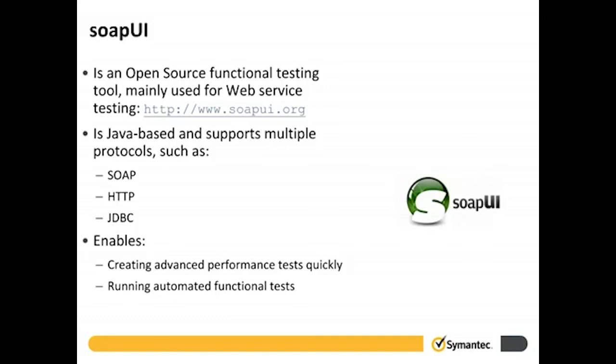SoapUI is an open-source functional testing tool, mainly used for web service testing. SoapUI is Java-based and supports multiple protocols such as SOAP, HTTP, JDBC. SoapUI enables creating advanced performance tests quickly and running automated functional tests.